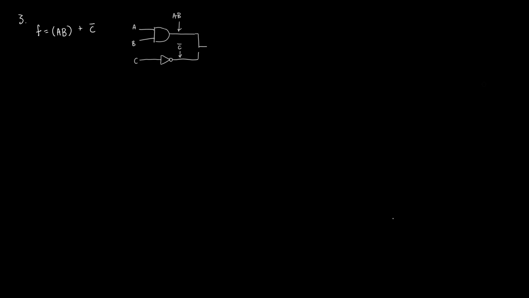And then both of these are going to become inputs to an OR gate in order to perform this addition operation in the middle there. And the output of this OR gate is going to be your function F. It's going to be AB or not C. And that's going to be your function F. So this is how you would draw that as a circuit diagram.